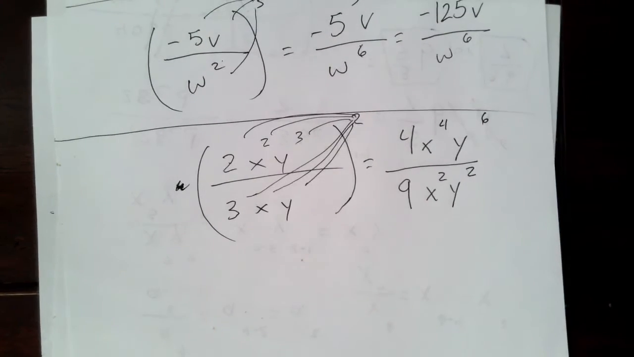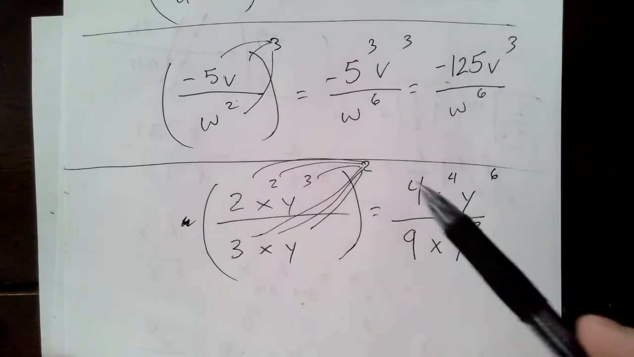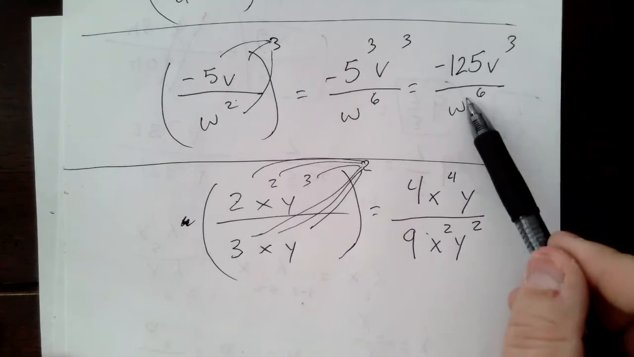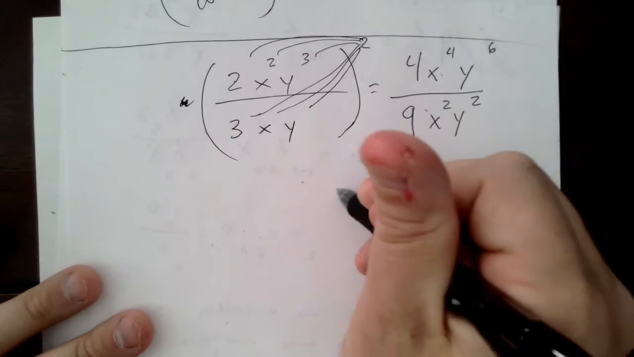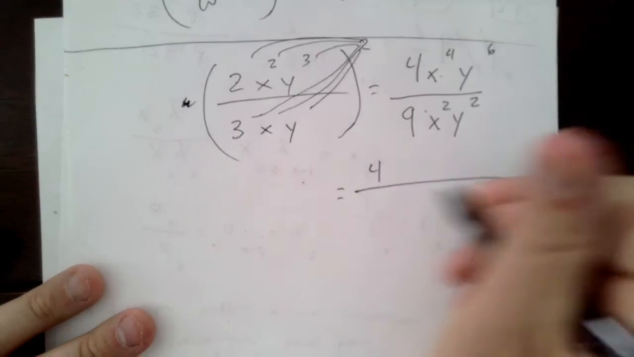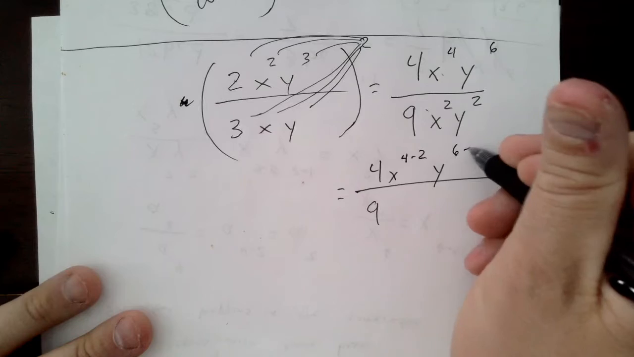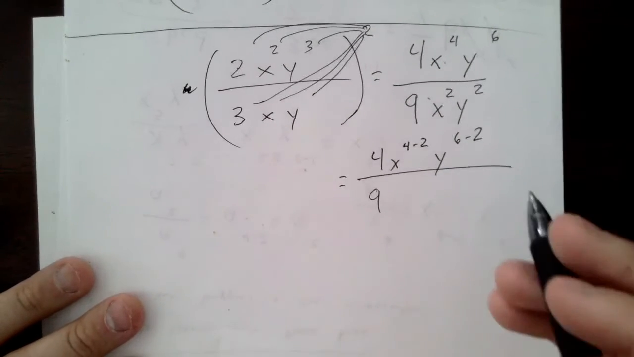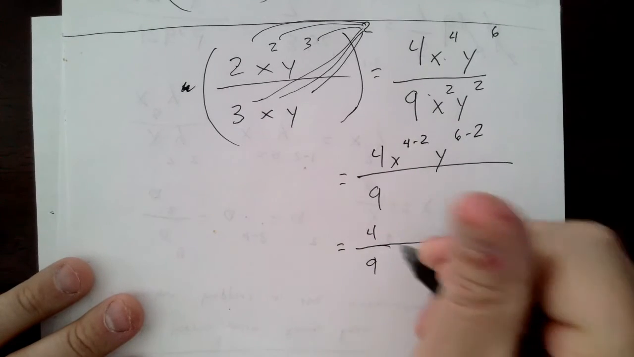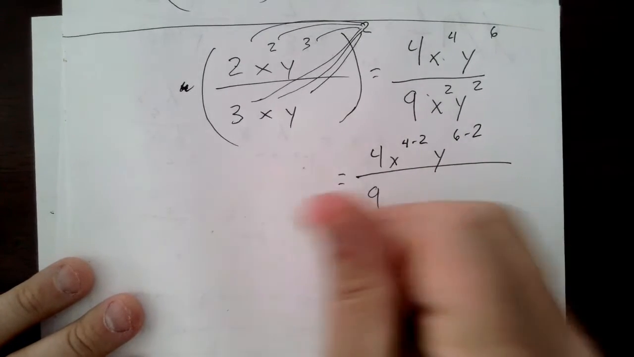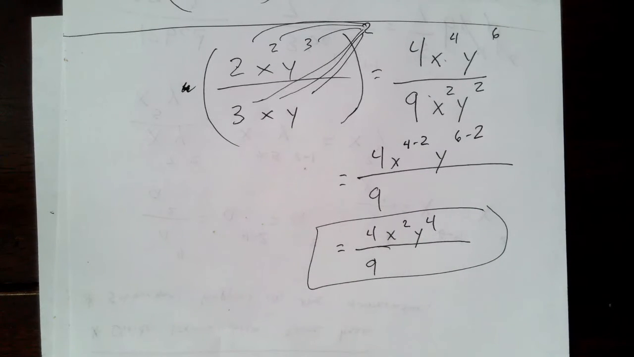Now, we're not done on this problem. The difference between this problem right here and this problem right here is these are not common bases, so we can't subtract them. But here we do have common bases. So what we're going to do is we're going to go 4 over 9, x to the 4th minus 2, y to the 6th minus 2, which is going to give us 4 over 9 x squared y to the 4th, and that would then be your answer, because subtraction happens on the top of the fraction.